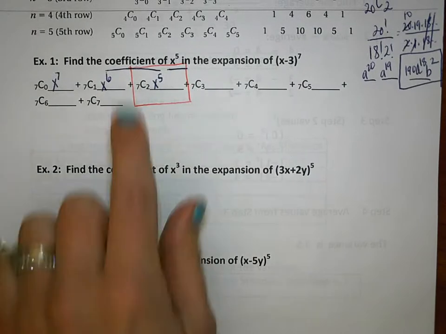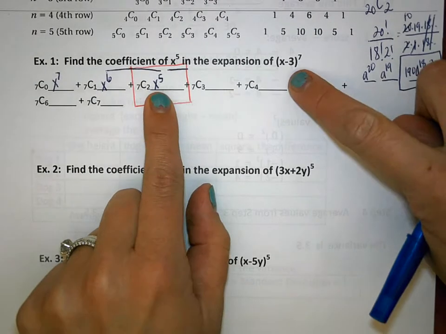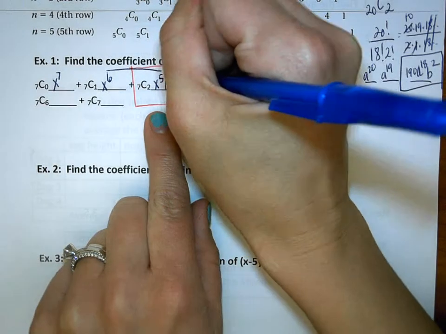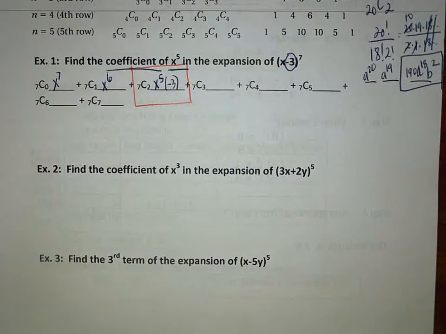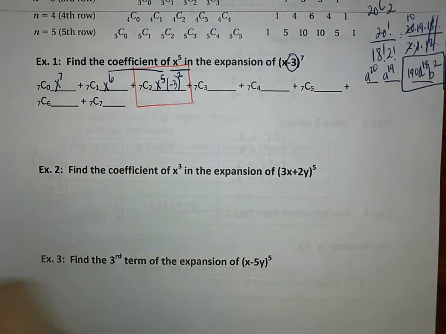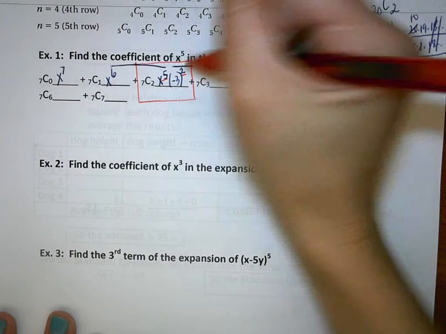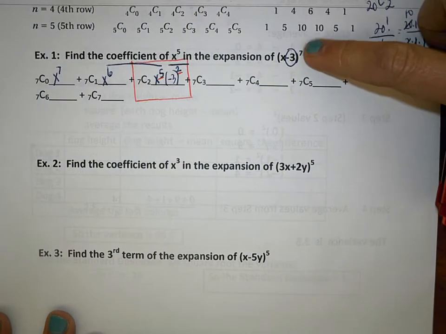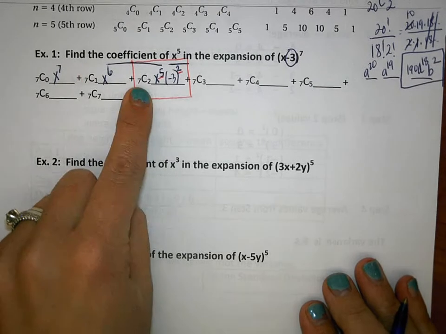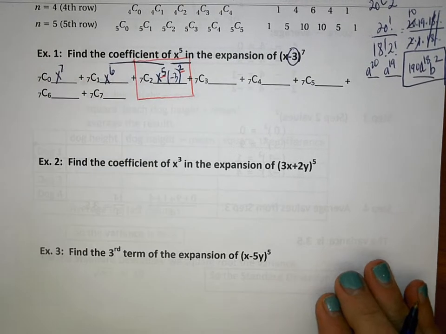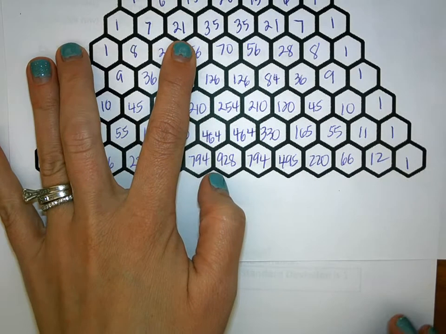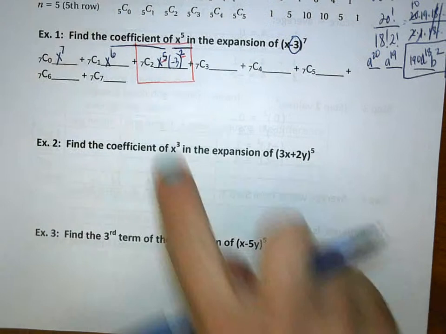If the x is x to the 5th, the b part is -3, and it's going to be -3 to what power? To the 2. And how do we know it's 2? Because 5 plus 2 needs to add to 7, my exponent. Let's just do the C, even though we know what the answer should be. If you're going to the third term in the 7th row, what should the number be? 21. Let's check to see if it works.